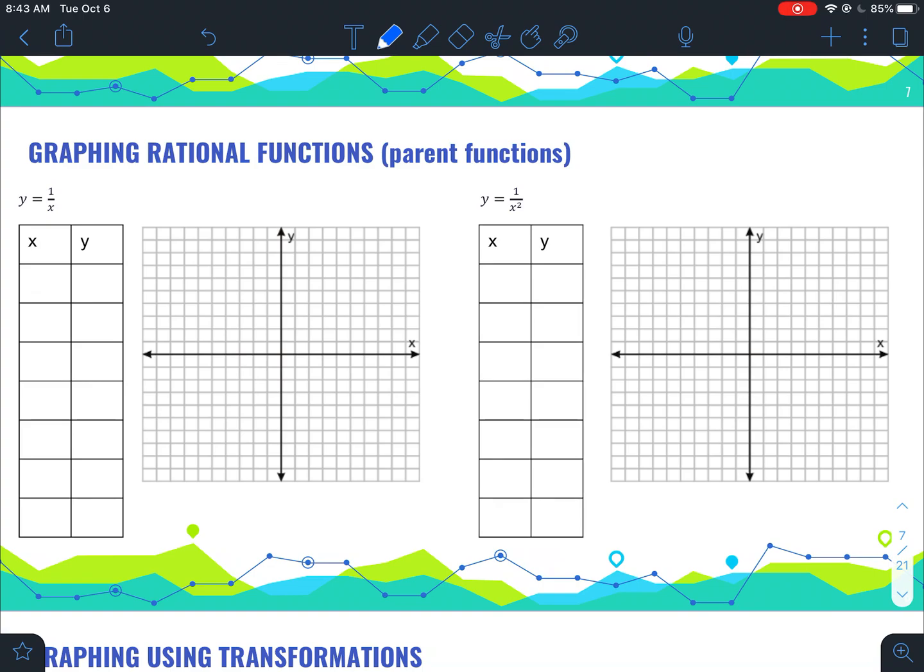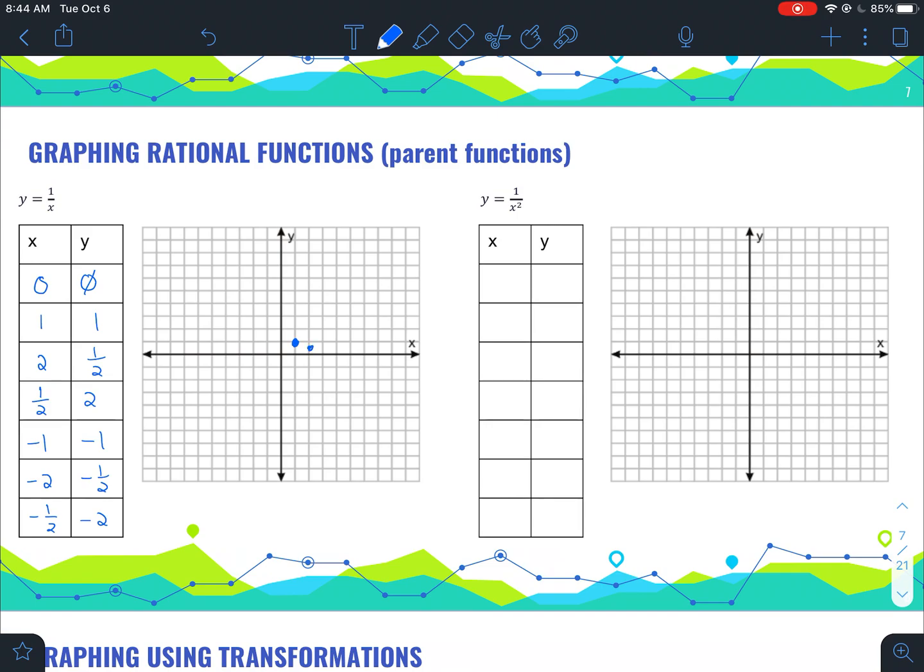Graphing rational functions, the parent function. There are two different types of rational functions. You have the basic one, 1 over x. Remember, to graph, we can just start plugging in x values. If I plug in 0, I get undefined. If I plug in 1, I get 1. If I plug in 2, I get 1/2. If I plug in 1/2, I get 2. If I plug in negative 1, I get negative 1. If I plug in negative 2, I get negative 1/2. If I plug in negative 1/2, I get negative 2.